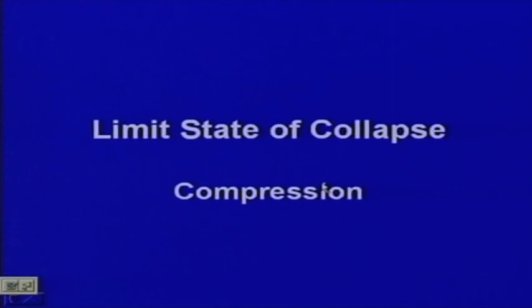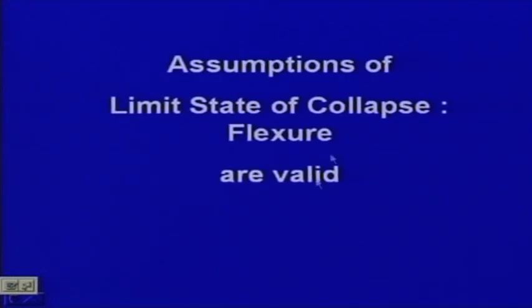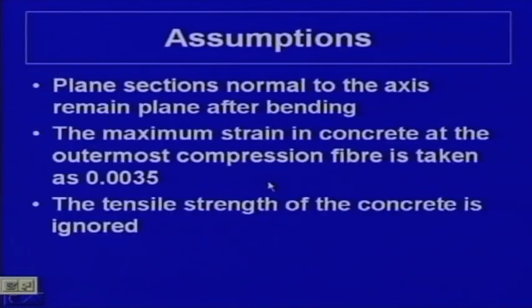For this compression, what are the assumptions? It is based on a few assumptions. The assumptions of limit state of collapse in flexure are valid here also, those clauses are valid. What are those? Plane sections normal to the axis remain plane after bending, the maximum strain in concrete at the outermost compression fiber is taken as 0.0035, which is the limiting strain for concrete, and the tensile strength of the concrete is ignored. Let us recapitulate once more.